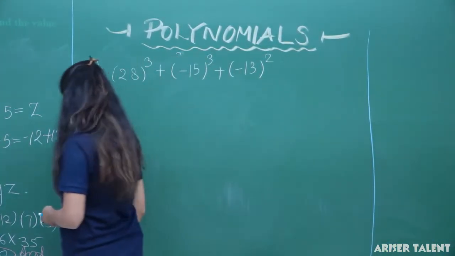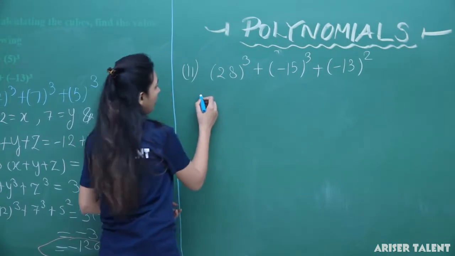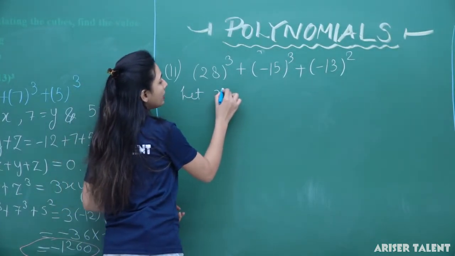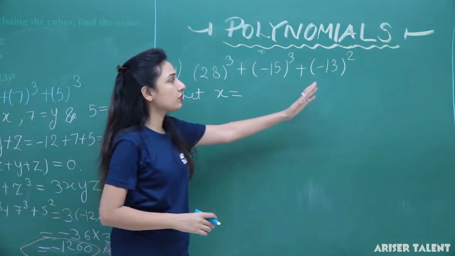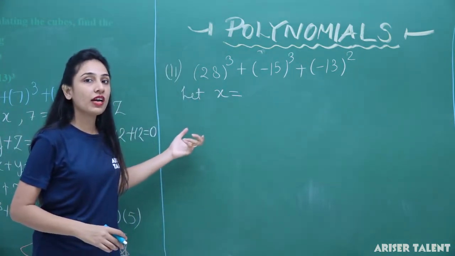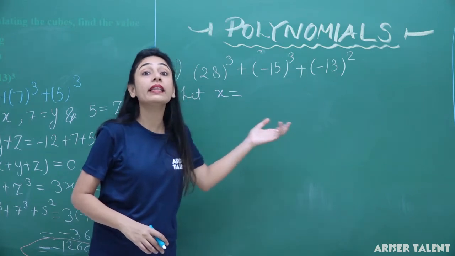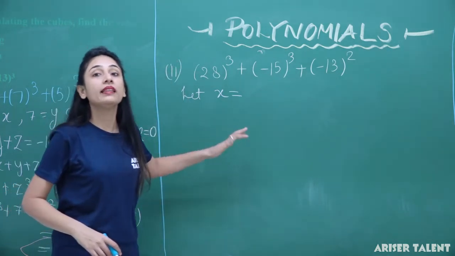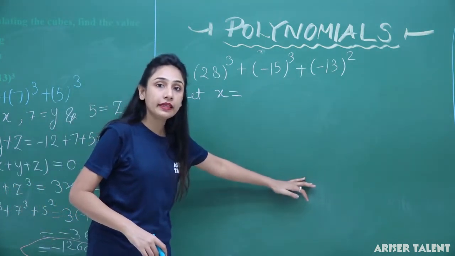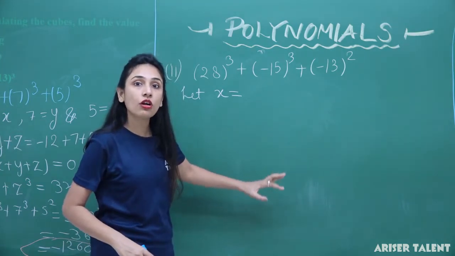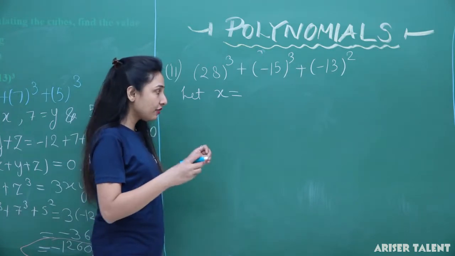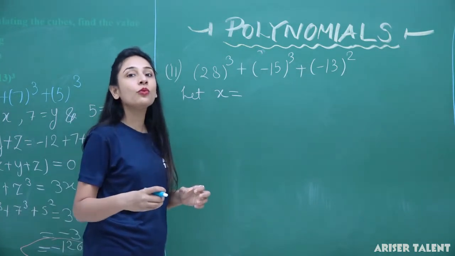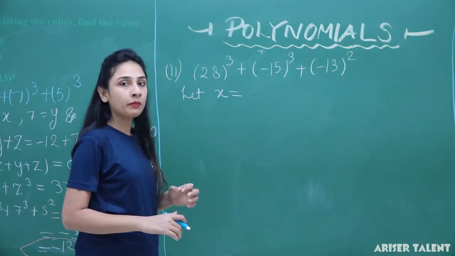Again, student, you have to write in this form: let x equal this, y equal this, z equal this, then x plus y plus z equals 0, showing that they are actually 0, then applying this formula, writing the identity and putting the values and then solving it. Okay, you have to follow the procedure. This will make very much sense in your boards. That will get you marks actually.